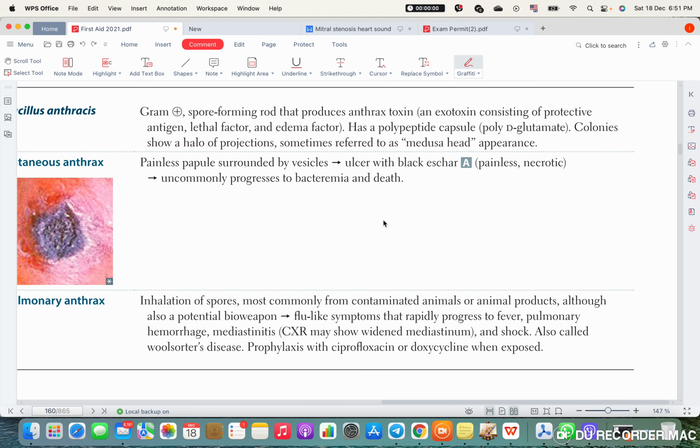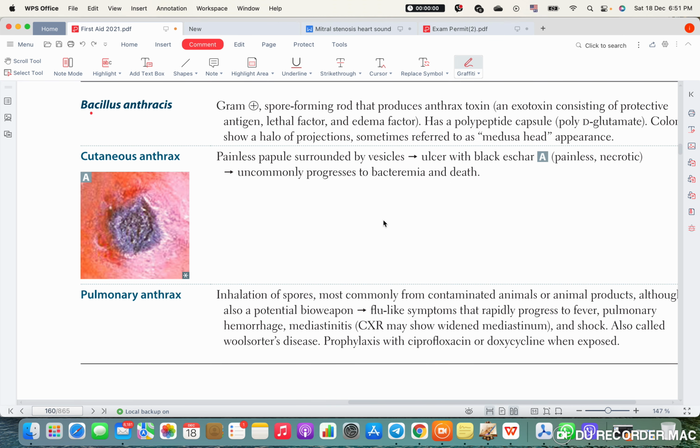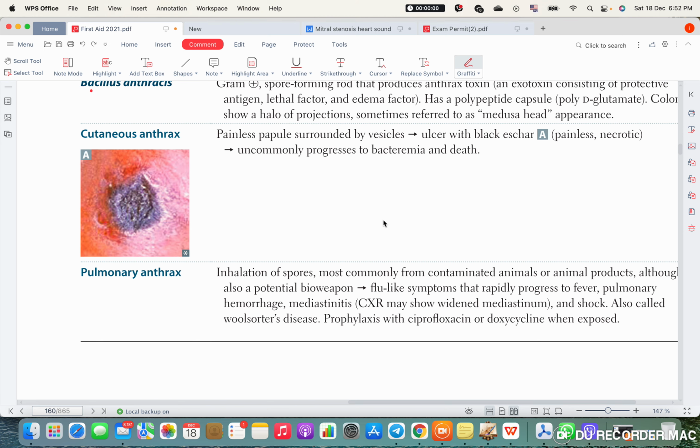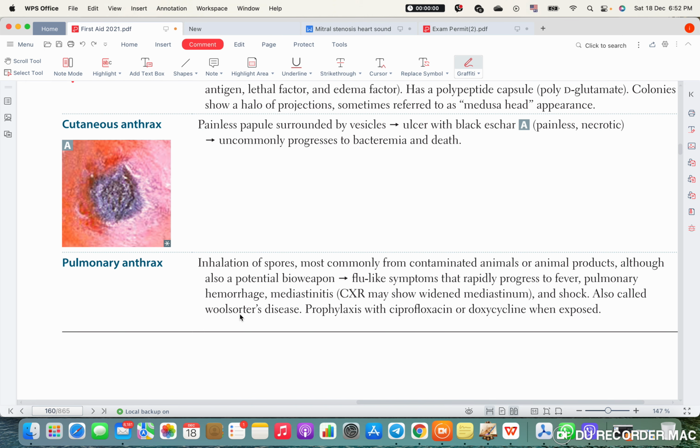Yeah? And in case of septic shock, what happens to the cardiac output? Come on. Somebody tell me what happens to cardiac output. High. Excellent. It will be high. And what about the systemic vascular resistance? Down. Absolutely correct. Down. Yep. Low. Okay, so now pulmonary anthrax, which is highly fatal.